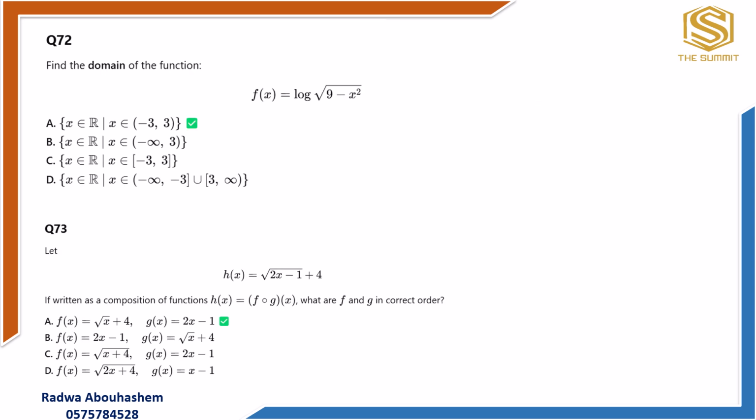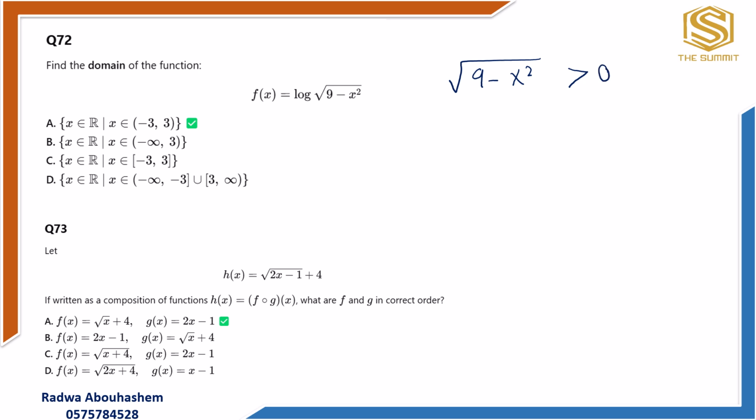Question 72, find the domain of the function. Here, f of x equals the logarithm of the square root of 9 minus x squared. We have to pay attention that we cannot take the logarithm of a negative number or 0. So this part should be greater than 0.